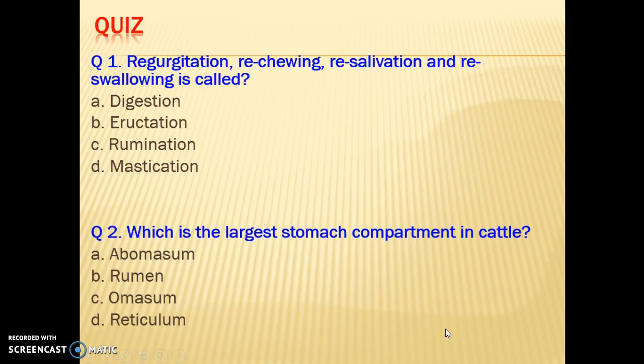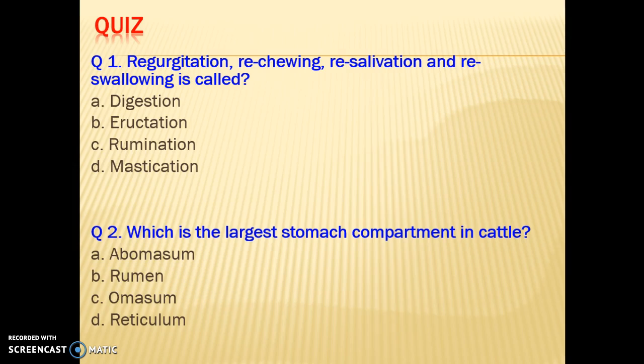With this, there is a short quiz for you guys. There are two questions you have to answer in two minutes. Question 1: regurgitation, rechewing, resalivation and reswallowing is called digestion, eructation, rumination, or mastication. And question 2: which is the largest stomach compartment in cattle? The options are abomasum, rumen, omasum, reticulum.